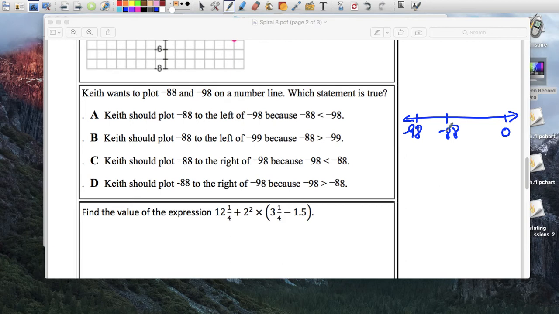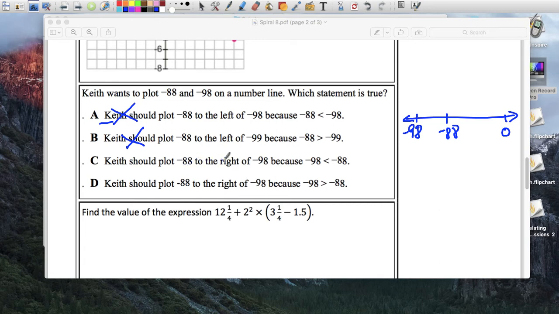So let's read which of these statements makes sense. Keith should plot -88 to the left of -98. So this guy Keith is saying -88 should be here, to the left of this guy here. Well, I'm not even going to read the rest because it shouldn't be on the left. It should be on the right, where it is right now. So this one is out. This one says plot to the left again. Don't even bother reading. -88 should be on the right. So we have 2 of them here that say to the right. Let's focus on those 2.